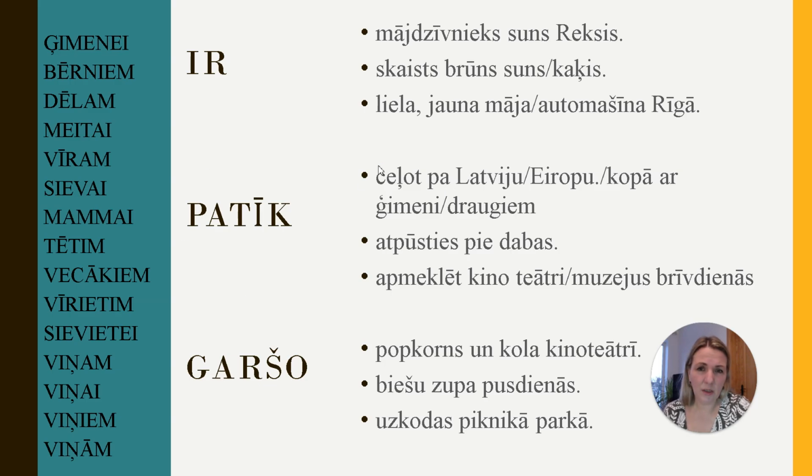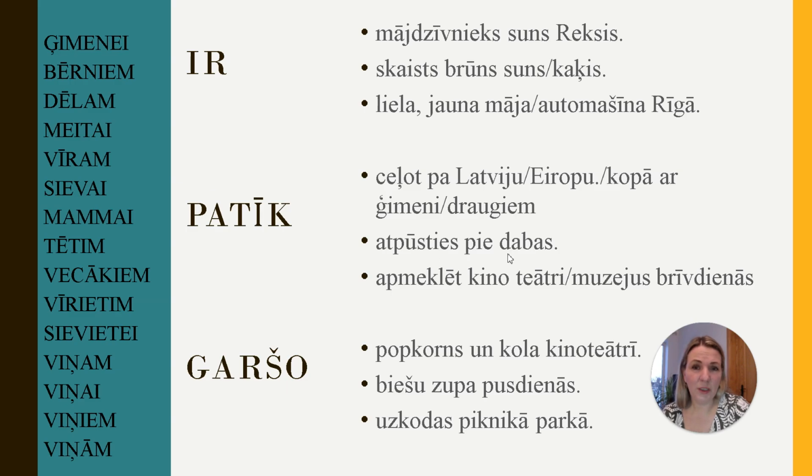Ģimenei patīk ceļot. Second verb, infinitive form. Yeah, this is also an option. If you know this part and there is a verb you would like to use, you know the verb but you don't know how to conjugate it, try to use it as a second verb. So after patīk, for example, ģimenei patīk ceļot pa Latviju, around Latvia, pa Eiropu, around Europe, kopā ar ģimeni, ar draugiem, together with the family or friends. Yeah, and I already explained this, yeah, preposition plus accusative here and dative ending here.